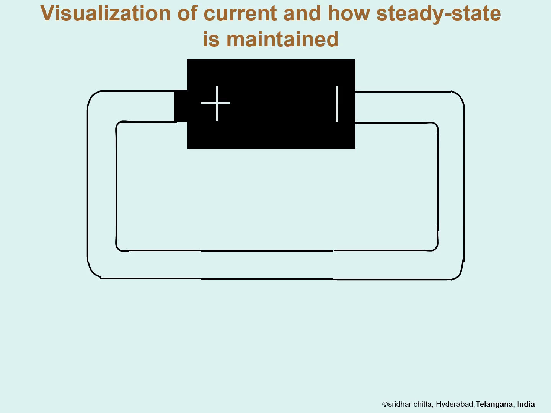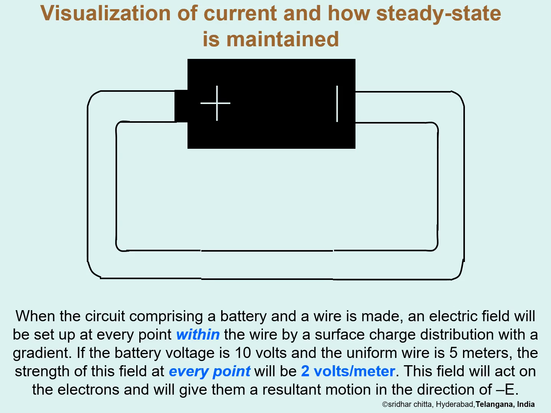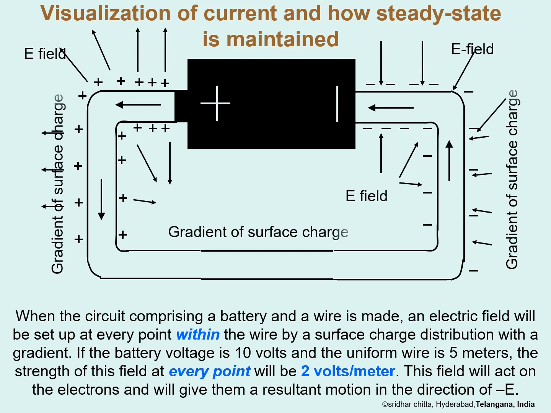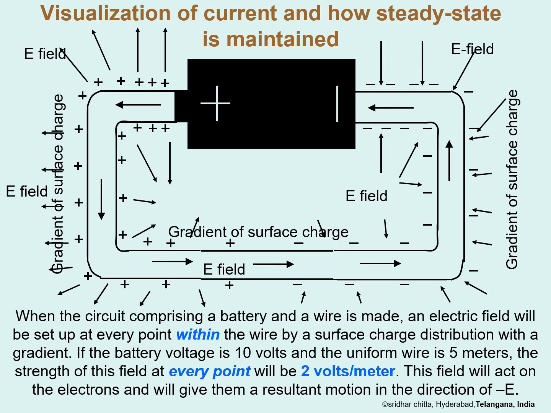Visualization of current and how steady state is maintained. When the circuit comprising a battery and a wire is made, an electric field will be set up at every point within the wire by a surface charge distribution with a gradient. If the battery voltage is 10 volts and the uniform wire is 5 meters, the strength of this field at every point will be 2 volts per meter. This field will act on the electrons and will give them a resultant motion in the direction of -E.